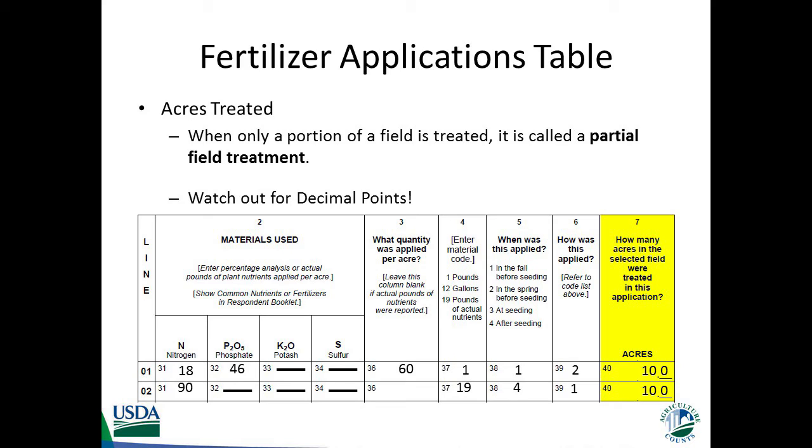Please do not just write "all" in the box. Please record your acres to the nearest tenth. So 10 acres applied would be 10.0. It is important to know if only a portion of the field was treated, so please leave good notes if only a portion of the field is treated with fertilizer.